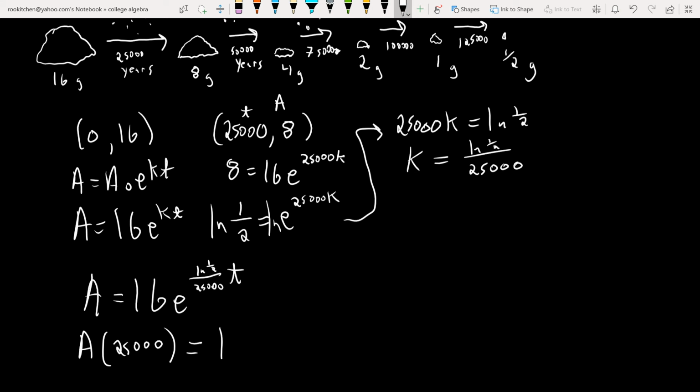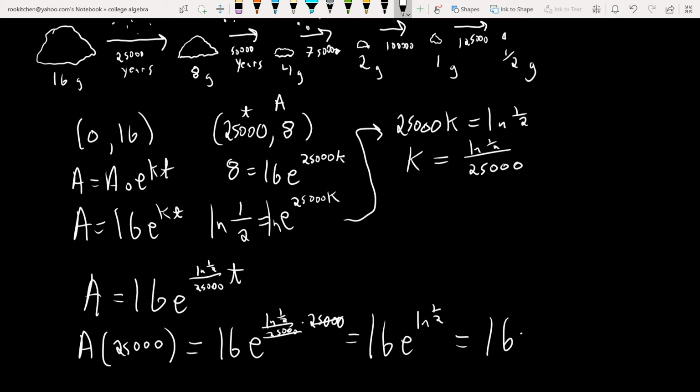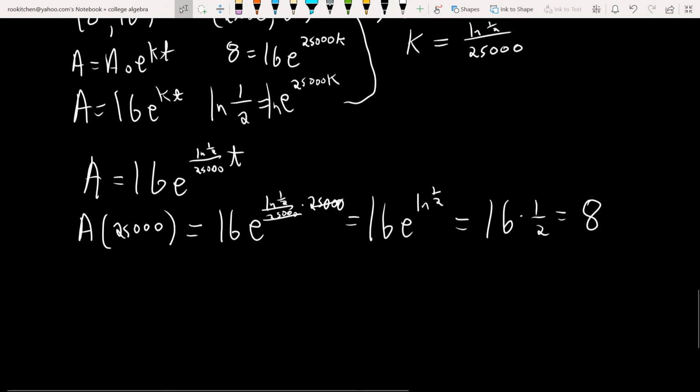If you want to figure out how much is left after 25,000 years, it's not too hard to compute that. So 16e to the ln of 1/2 over 25,000 times 25,000. You're just plugging in 25,000 for t. Then you get 16e to the ln of 1/2 because the 25,000s cancel. Then e to the ln, those two cancel each other out, and you get 16 times 1/2, which is 8, which is exactly what we got just doing it logically.